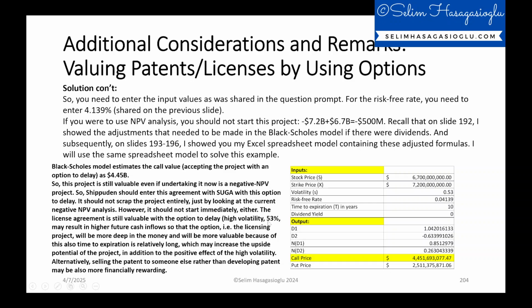Because of this high volatility, 53% may result in higher future cash inflows, so that the option, that is the licensing project, will be more deep in the money and will be more valuable because of this. Also, because of the longer time to expiration, which may also increase the upside potential of the project, in addition to the positive effect of the high volatility. So alternatively, selling the patent to someone else rather than developing the patent may also be more financially rewarding.